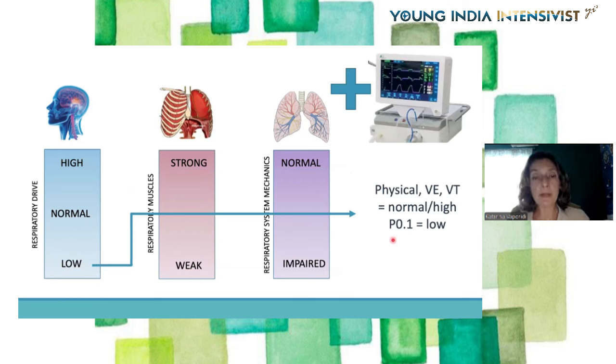But what happens in more complicated cases? The patient with a low respiratory drive and modest impairment of muscles, modest impairment of mechanics, but you have added mechanical ventilation. Then with physical examination, you will not be able to see much. Tidal volume and minute ventilation will be affected by your mechanical ventilation settings and can range from normal to high. However, you will be able to capture the low drive from the low P0.1.